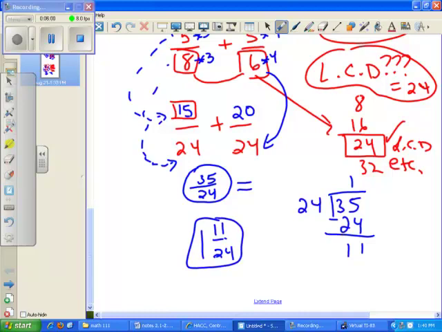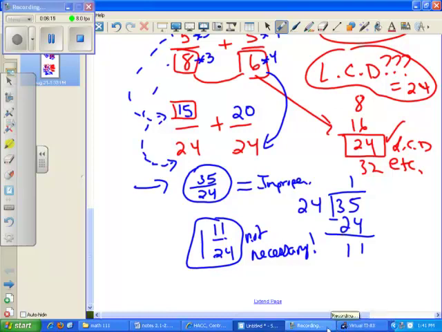Yeah. So big note to self, not necessary. You don't have to do that anymore. The computer's going to want it like this. What is that? Yeah, it's improper. It's an improper fraction, but the computer's going to accept that.